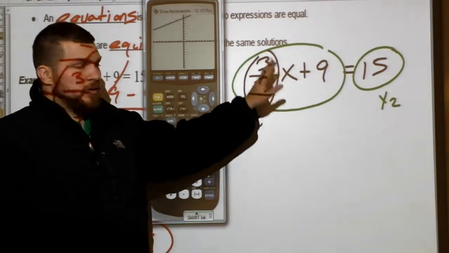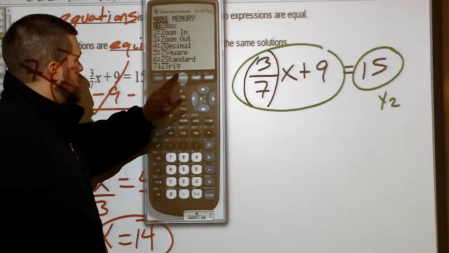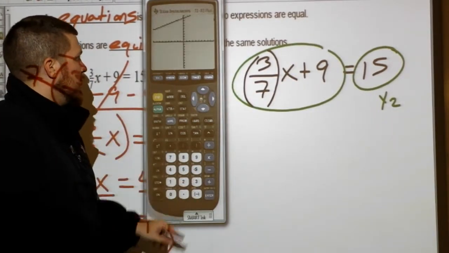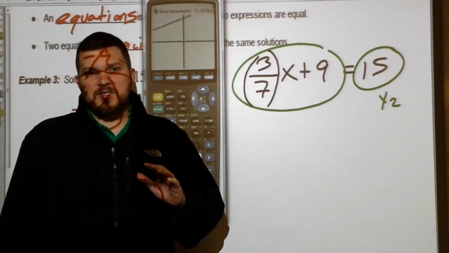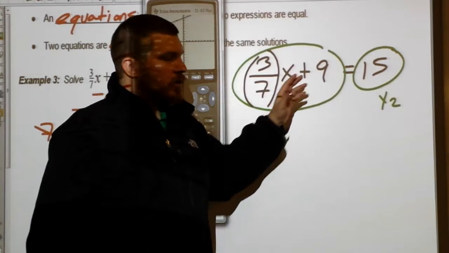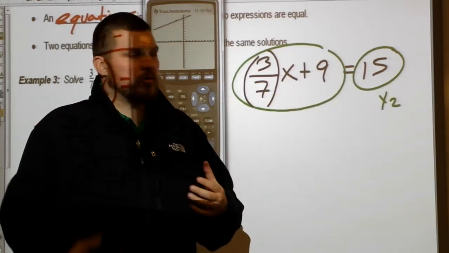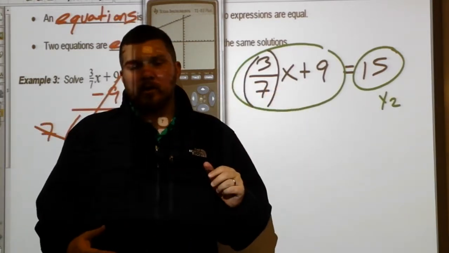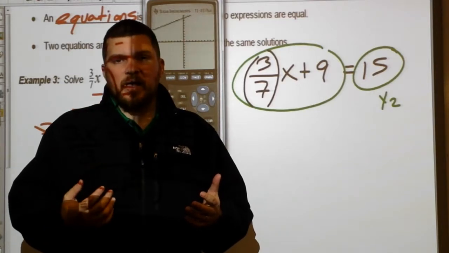Every time you do graph something, you want to hit Zoom, Option 6, Standard. That way we're all starting on the exact same picture. Now what I'm looking for is the intersection. Where do these two graphs cross? Y1 and Y2, where do they cross? Wherever they cross, that's where my answer is going to live.